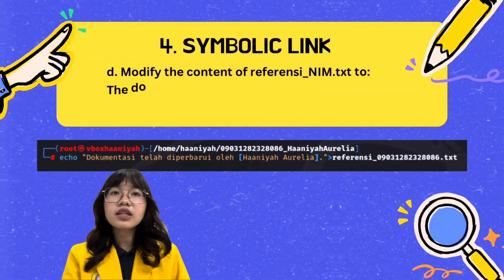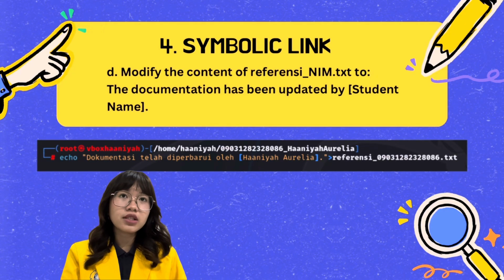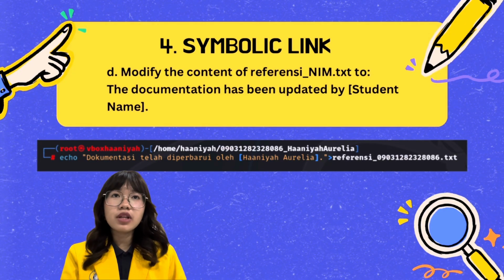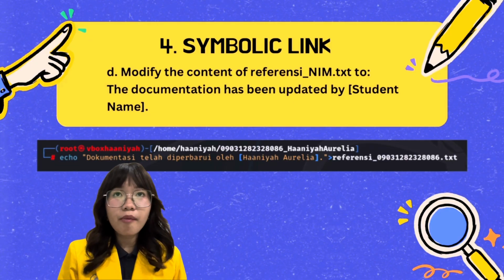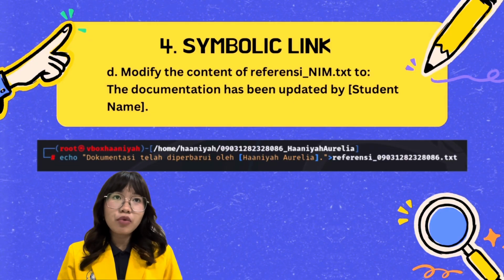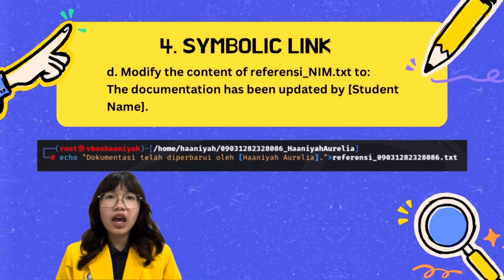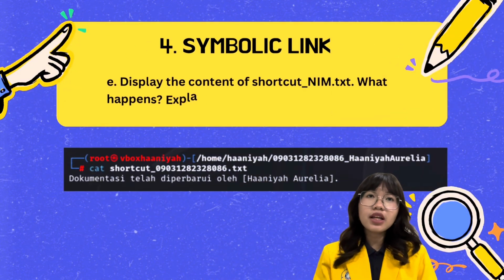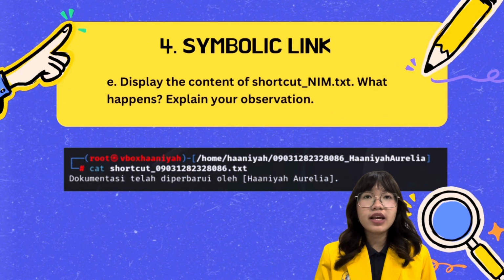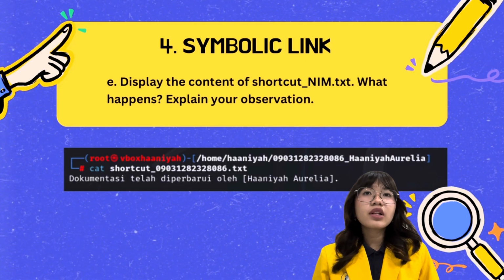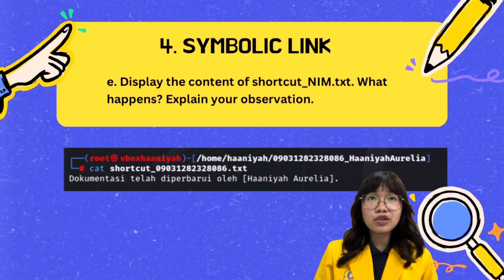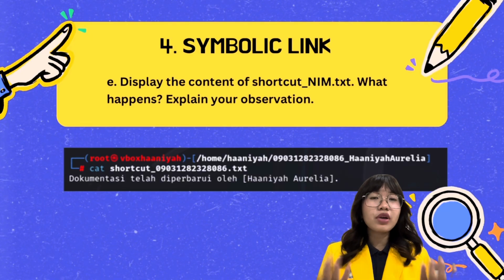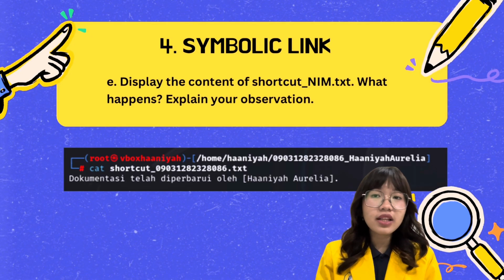D. Modify the content of referensi_name.txt to: documentation has been updated by student name. Okay, we will use the command echo "Dokumentasi telah diperbarui oleh Hania Aurelia" > referensi_0903.txt, and this overwrites the file with new text. E. Display the content of shortcut_name.txt. What happens? Explain your observation. Okay, we will check with cat shortcut_0903.txt, and the output will be: Dokumentasi telah diperbarui oleh Hania Aurelia. The change is reflected in the symbolic link.